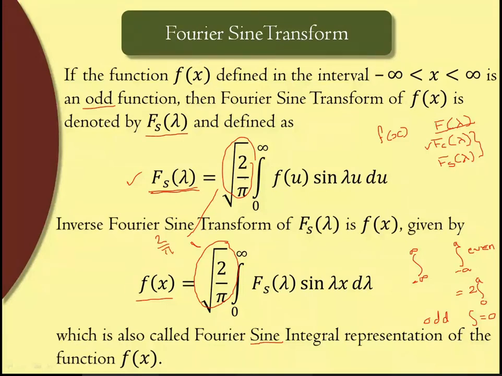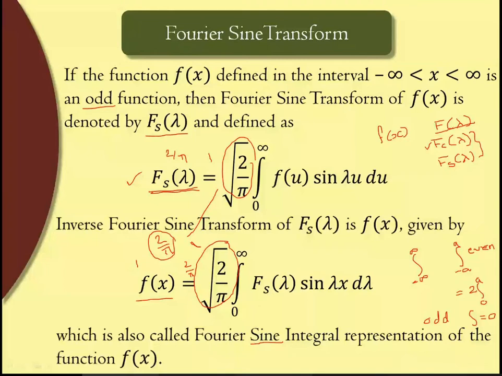Okay, so in some books you may find the coefficient of this is 1 and here the coefficient is 2 by pi. Or in some books you may find the coefficient of this term is 2 by pi. Then in that case, the coefficient of the f of x integration will be 1. The only property we have to check is that the product of these coefficients must be 2 by pi. Same for the Fourier cosine transform. Okay, the product of these coefficients must be 2 by pi.